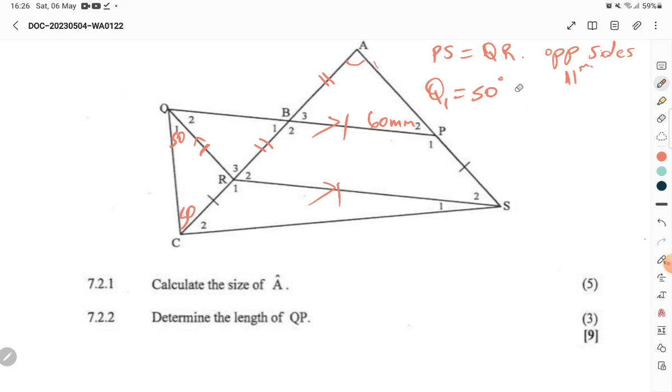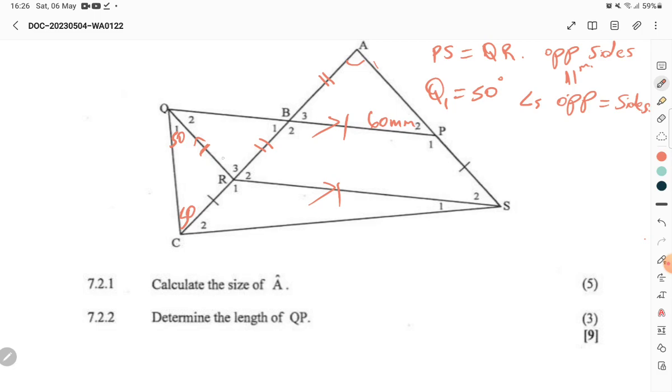Okay, these are the sides that are equal sides. So these are the angles that are opposite equal sides. So we have that one, right? So that is why Q1 is now equal to 50 as well.